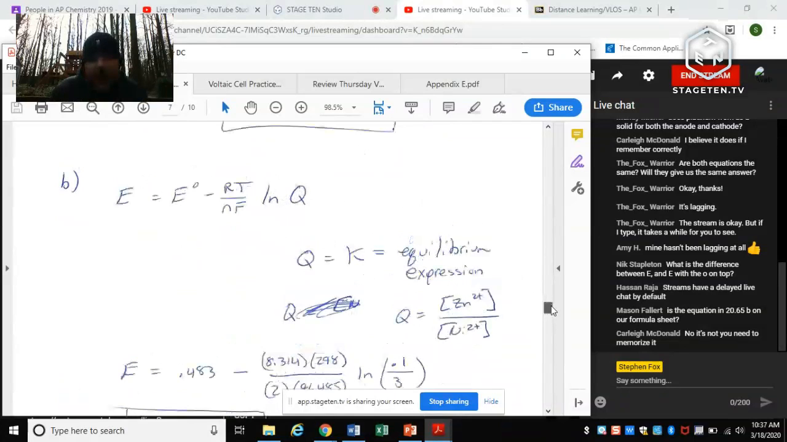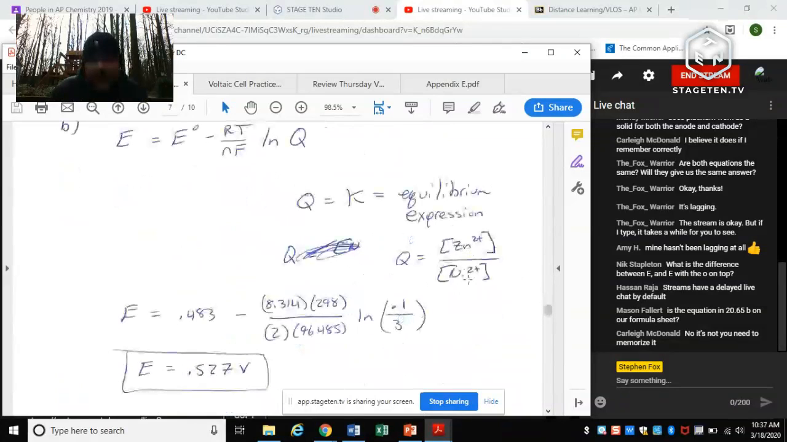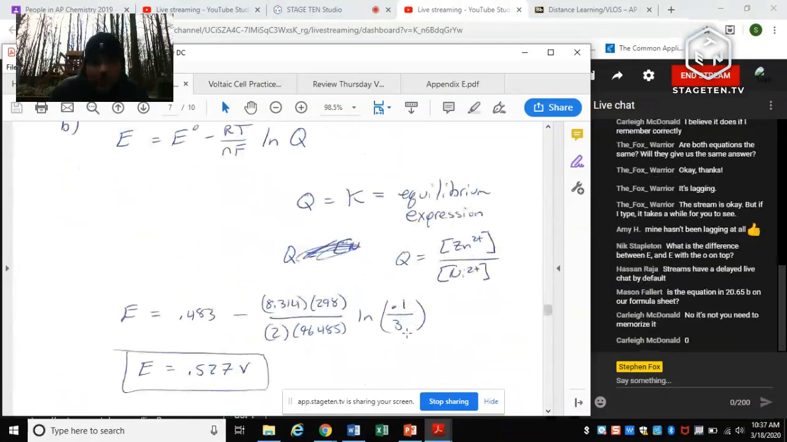Q was less than 1. The ratio of product concentration over reactant concentration was less than 1, 0.1 over 3, right? So when Q is less than 1, the new cell potential should be greater than the standard. And look, the new cell potential was 0.527, 0.53, and the standard cell potential was 0.48. So when Q is less than 1, cell potential is going to be greater than the standard.